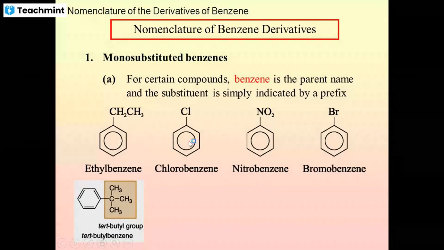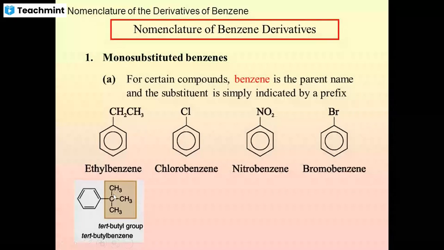Then we come to the second one. Chlorine is the substituent on the benzene ring. What prefix would be used for chlorine? That is chloro. So chlorobenzene is the name of this second compound. Then third, a nitro group is present as a substituent on the benzene ring. So nitro is used as a prefix for that substituent, and the parent compound is benzene. So the name is nitrobenzene. Then bromine is the substituent, so the prefix is bromo, and the parent compound is benzene. So bromobenzene is the name of this compound.